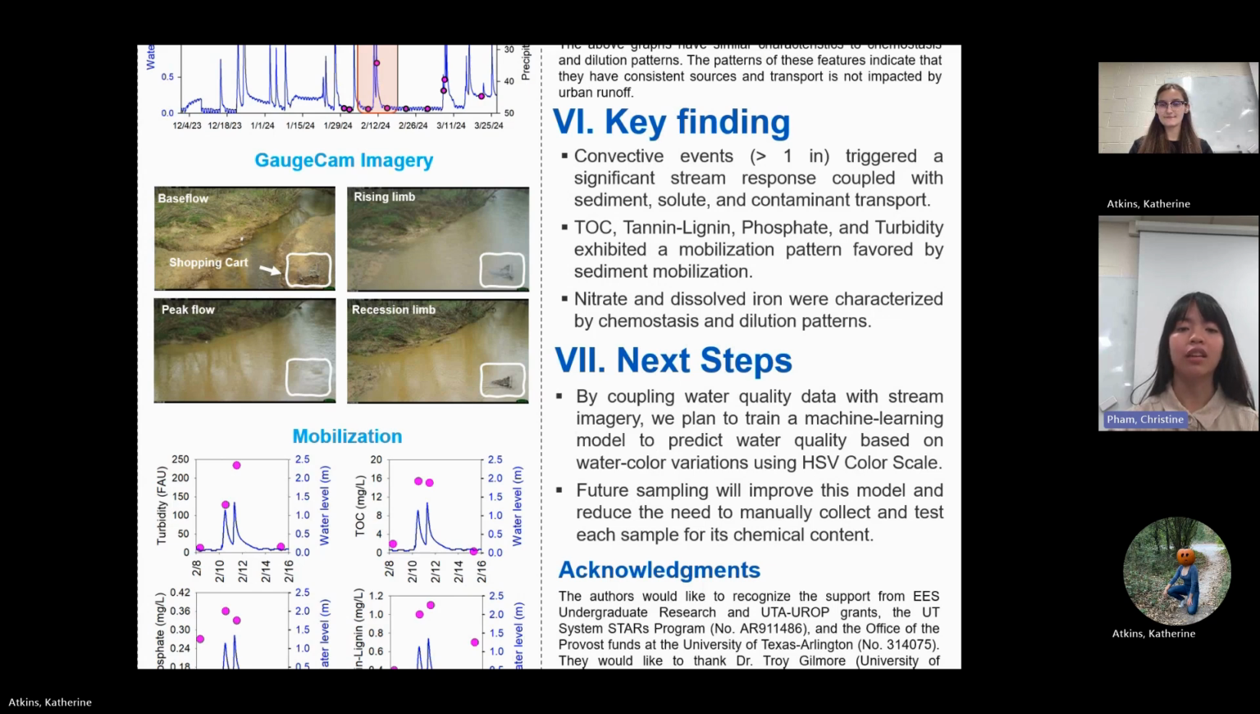Manually collecting samples and testing them is financially burdening and time-consuming. By coupling water quality data and stream imagery, we plan to train a machine learning model to predict water quality based on watercolor variations using the HSV color scale, which stands for hue, saturation, and value. Future sampling will also improve this model and reduce the need to manually collect and test each sample for its chemical content.